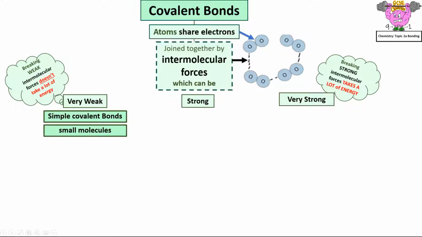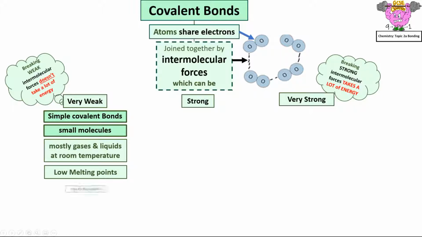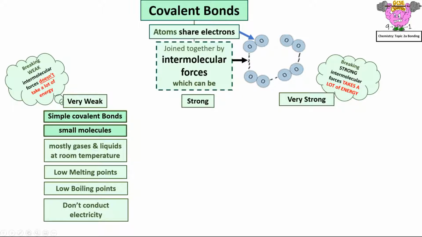Compounds and elements with weak covalent bonds are mostly gases and liquids at room temperature, because weak covalent bonds have low melting points and low boiling points. They don't conduct electricity because they have no ions or delocalized electrons, like halogens in group 7, elements that have weak covalent bonds.